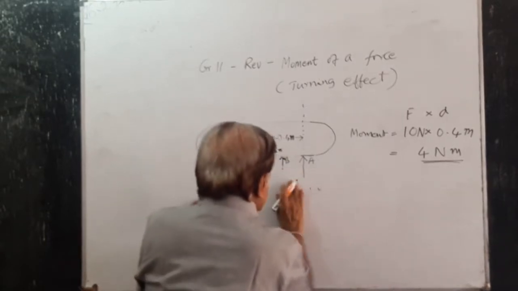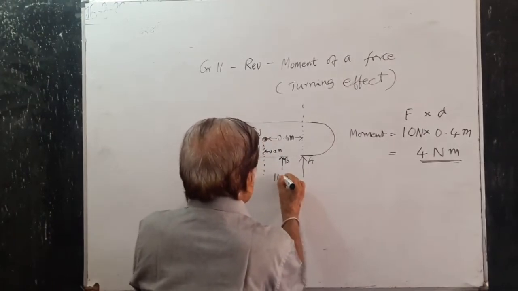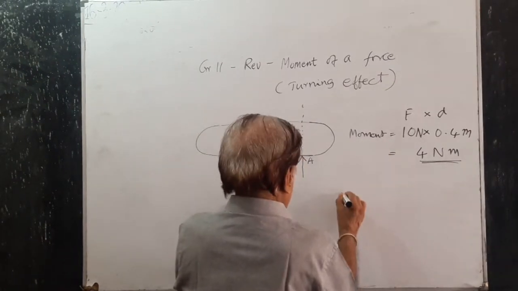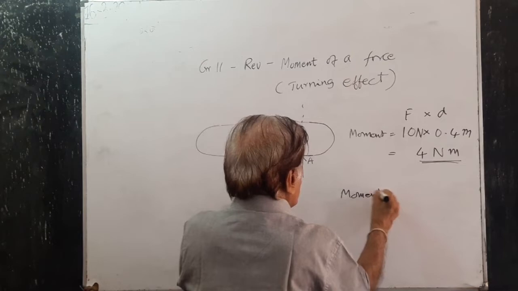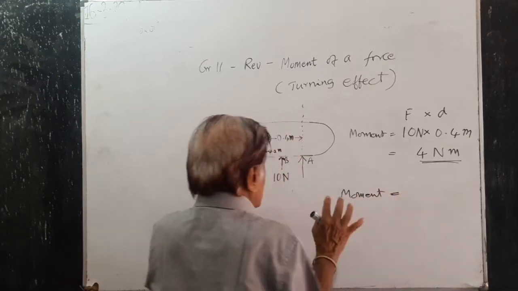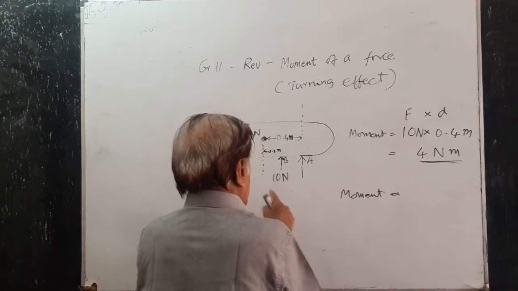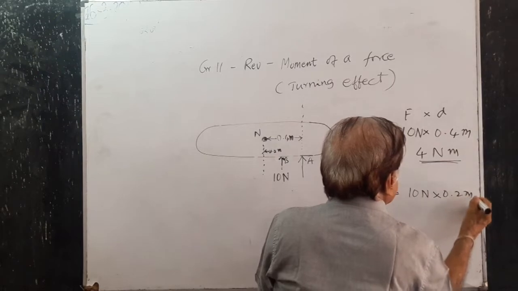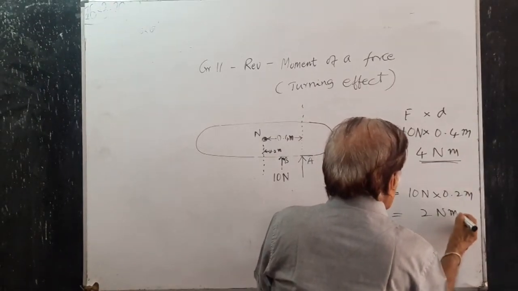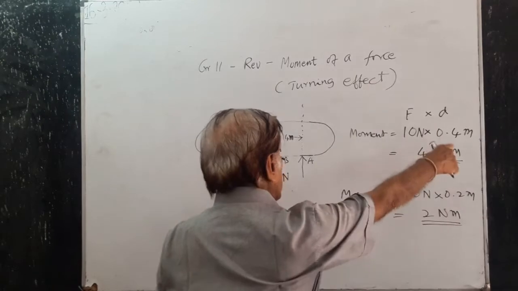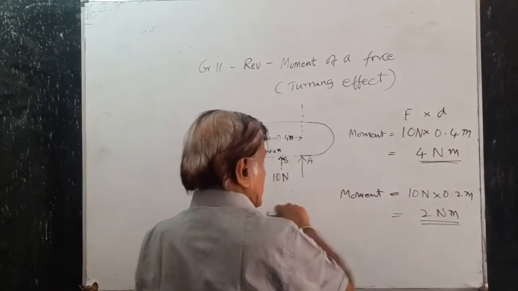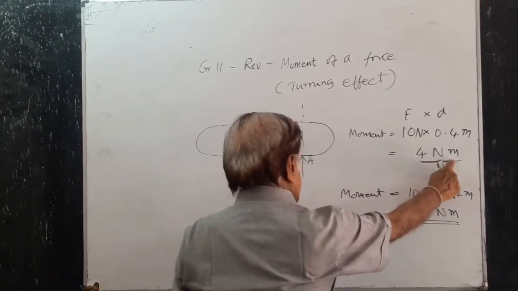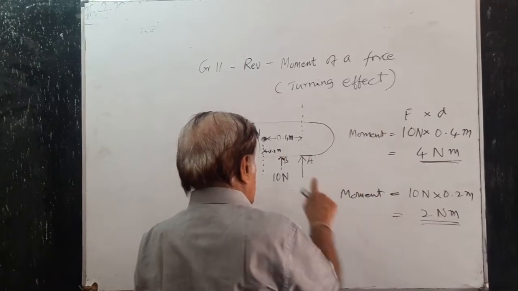Now, when we apply this force actually at B, let us calculate that also. Moment, this is the moment when we apply the same force, 10 newtons, at B. 10 newtons into 0.2 meters, that is 2 newton meters. 4 newton meters when we apply at this point, and 2 when we apply the force at B. 4 newton meters is the moment when we apply the force at A.